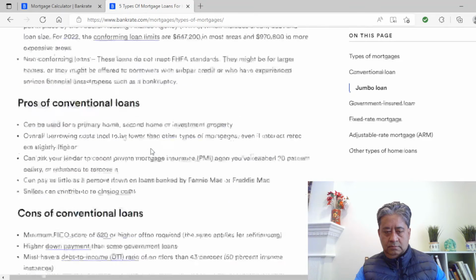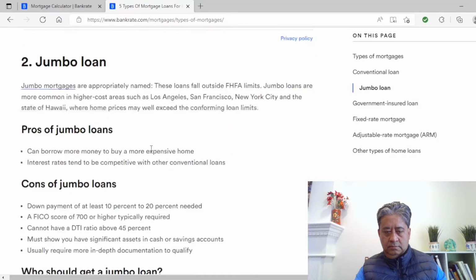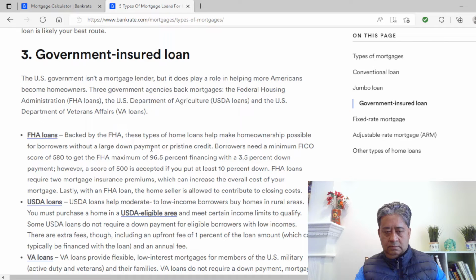Another kind of mortgage is the government insured loans. The government plays a good role in helping Americans to become home buyers. There are three types of government mortgage agencies that help people buy houses. One is the Federal Housing Administration, FHA loans. The other one is the US Department of Agriculture, USDA loans, and the other one is the VA loans.